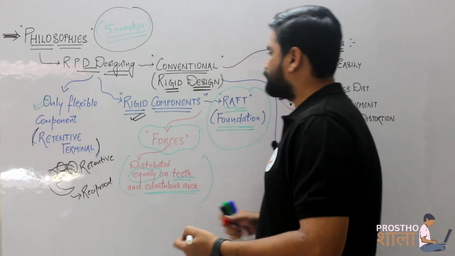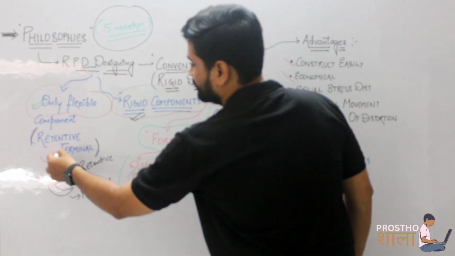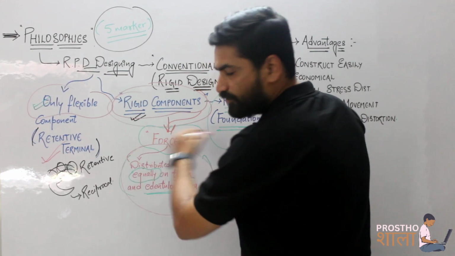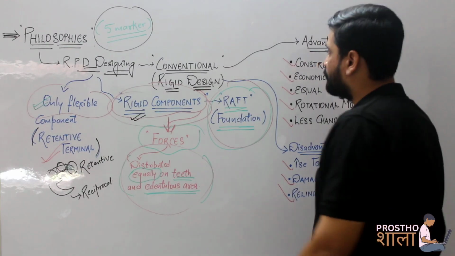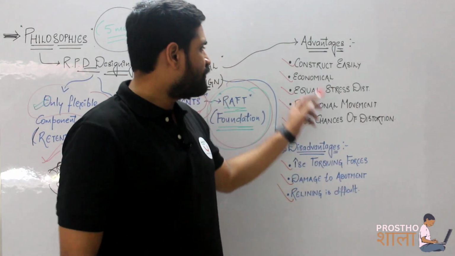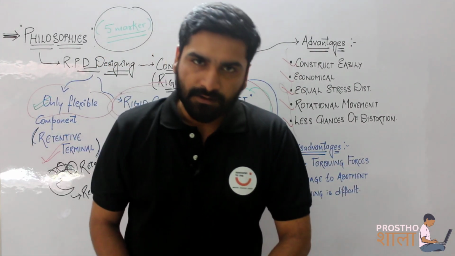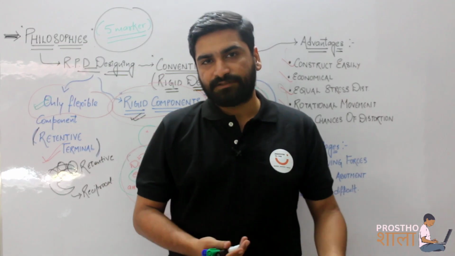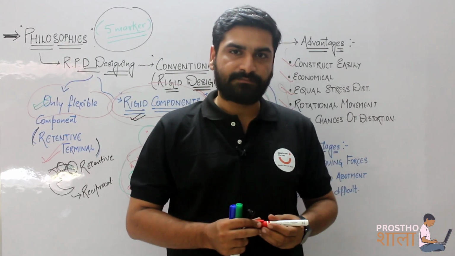Again, just keywords you need to remember: all the components are rigid, only component flexible is the retentive terminal. When the components are rigid, the forces directed will be equally onto the teeth and the edentulous areas. The rigid component acts like a raft foundation. Moreover, when you have understood this whole concept, it is easy to deduce the advantages as well as the disadvantages of the philosophy. Next, we'll move on to the various other three theories or philosophies of removable partial denture design.